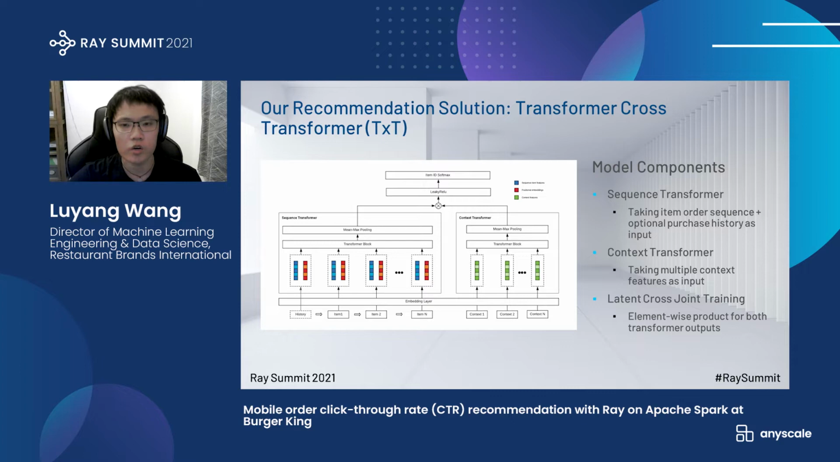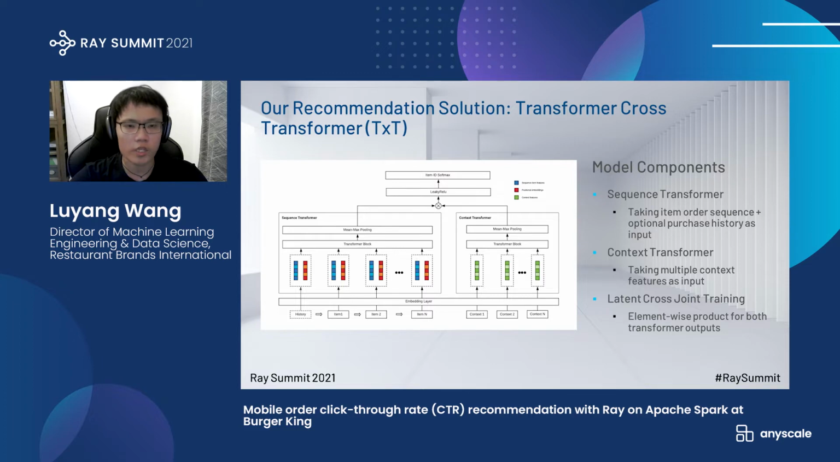So we are doing an element-wise product for both transformer outputs, and then we feed that into a dense layer in order to predict the next items customers are likely to purchase or click on. So this is our model architecture.